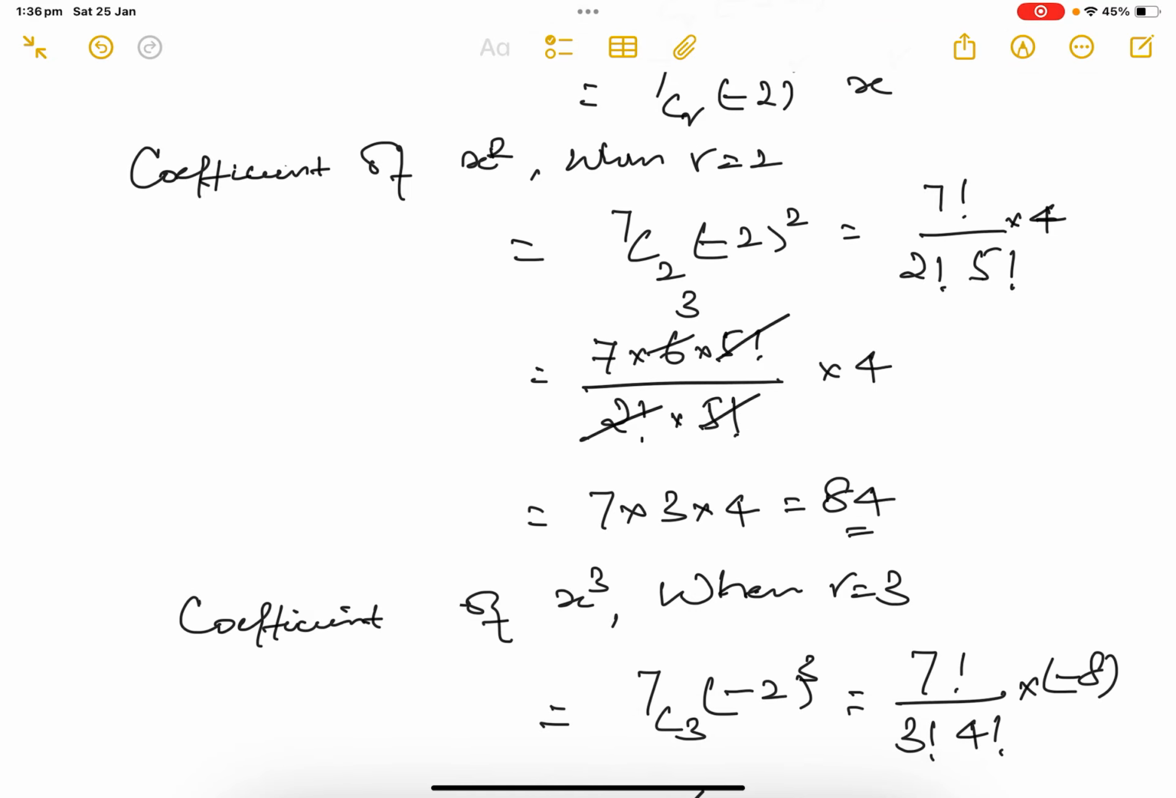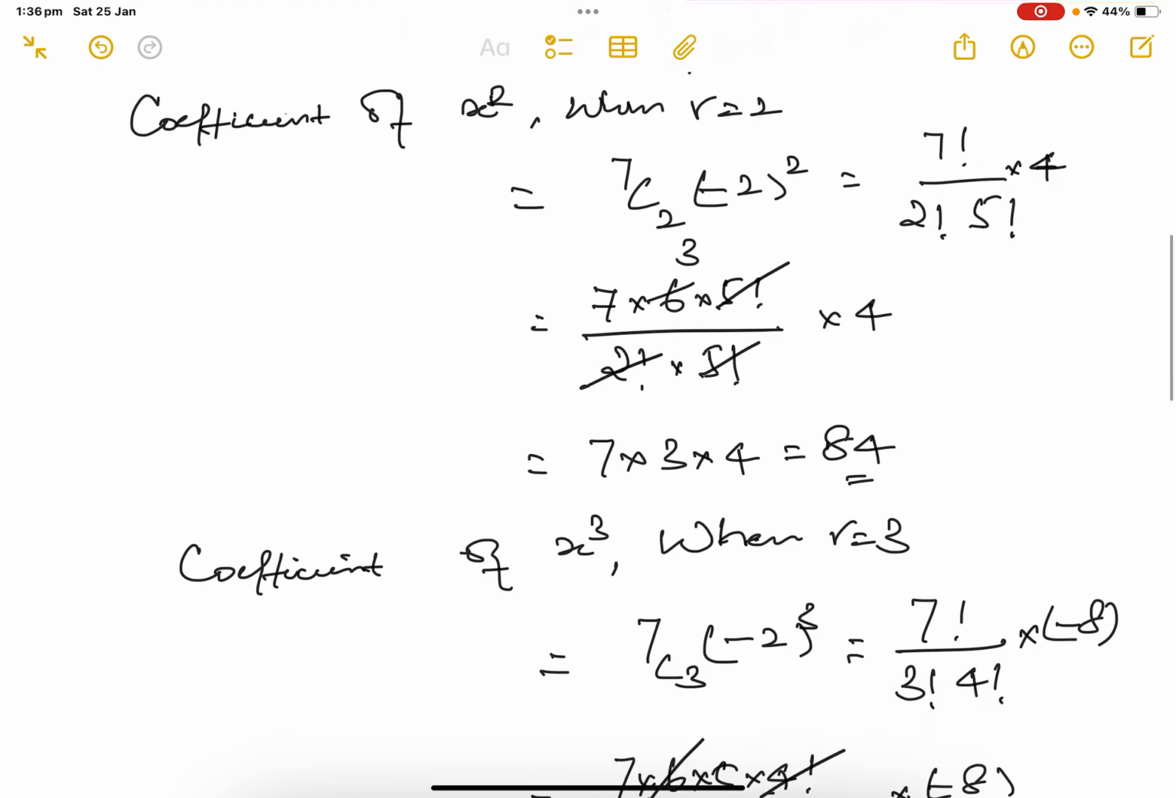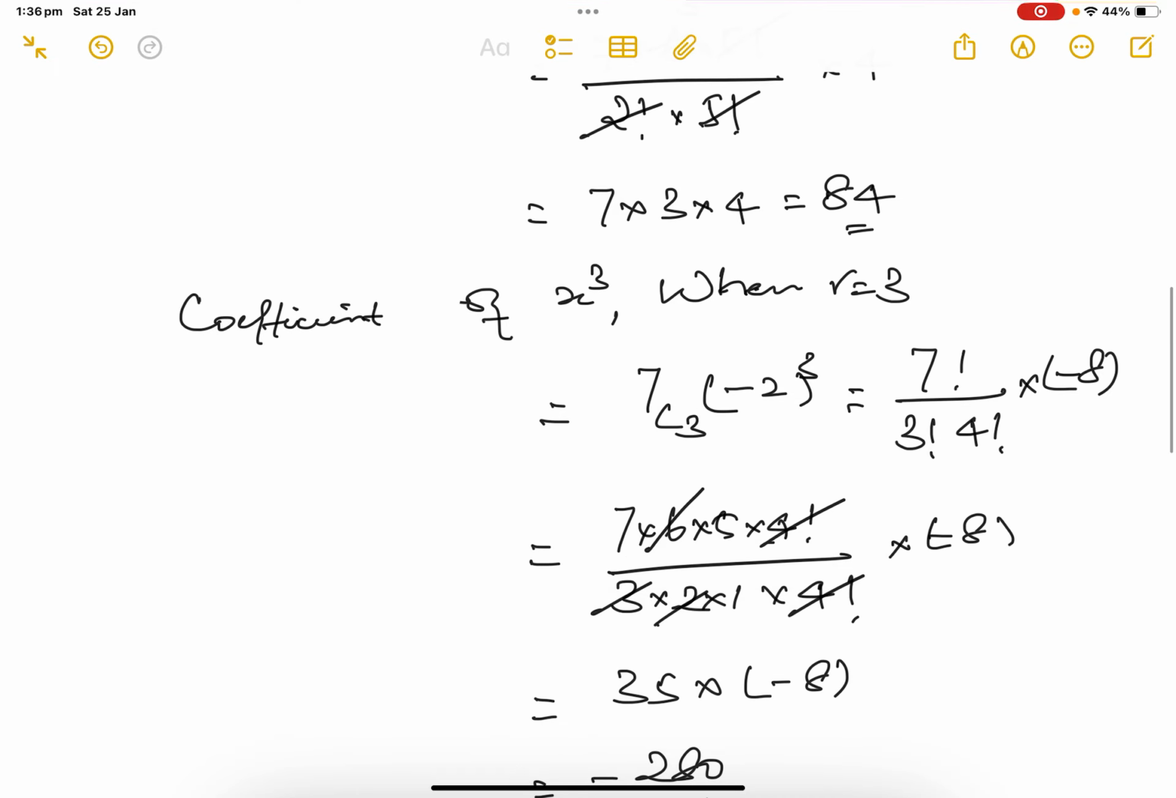7 factorial can be written as 7 times 6 times 5 factorial. The 5 factorial in the numerator and denominator cancel out. Then 2 factorial is 2, so 2 and 6 have a common factor, giving 3. So 7 times 3 times 4: 7 times 3 is 21, times 4 is 84. So the coefficient of x squared is 84.